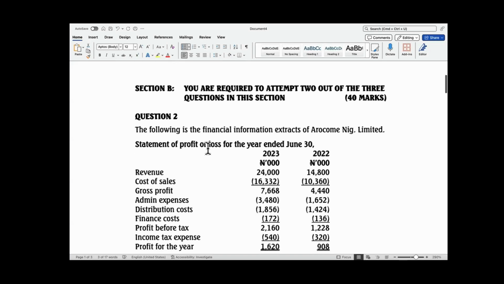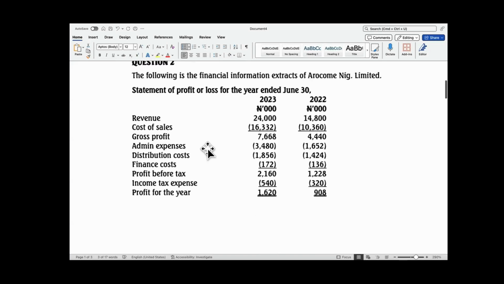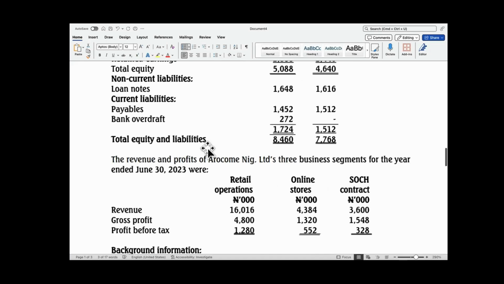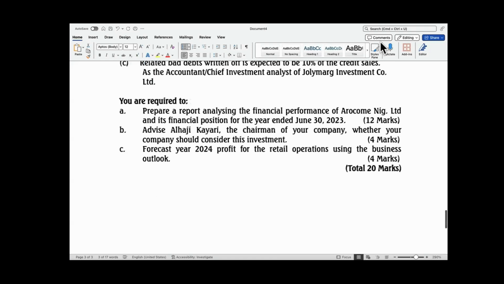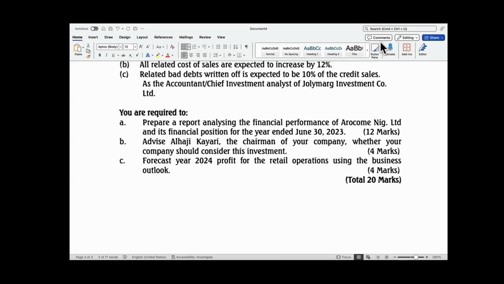Looking at this question in your exam, the first place you should always go to when you are faced with any question, when you are in the exam hall, is to go and read the requirements of the question. Even before you read the question itself, go through the requirement first.